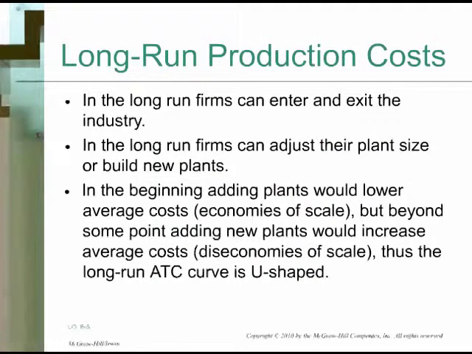Long-run considerations are different because in the long run, firms can enter and exit the industry and can also adjust their plant size or build new plants. In the beginning, adding plants would lower average costs, economies of scale. But beyond some point, adding new plants would increase average costs, diseconomies of scale. Thus, the long-run average total cost curve is U-shaped.